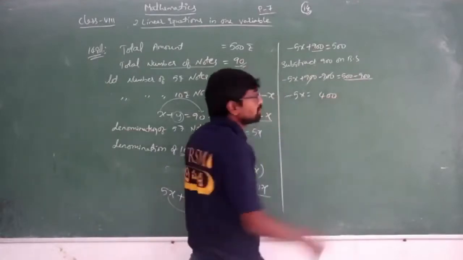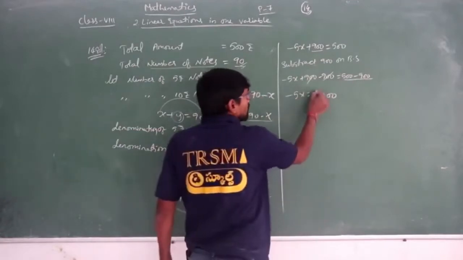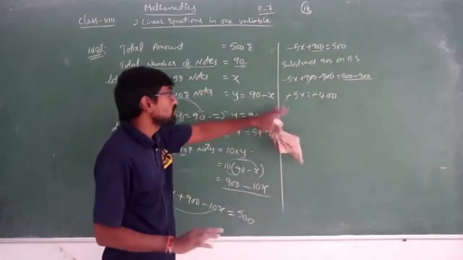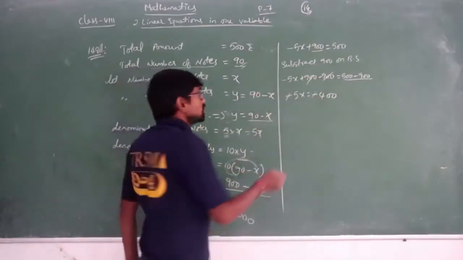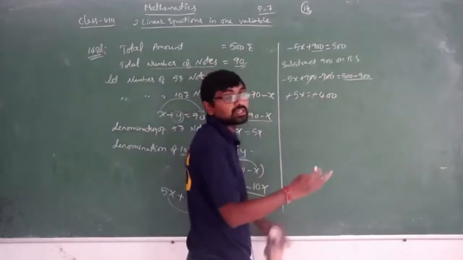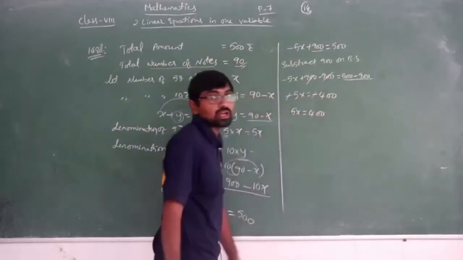isn't it? But the bigger number consists of minus, so both are in negative, so the additive inverse of negative is positive, isn't it? So here both the negatives will be converted into positive. Then what is remained? 5x is equal to 400.